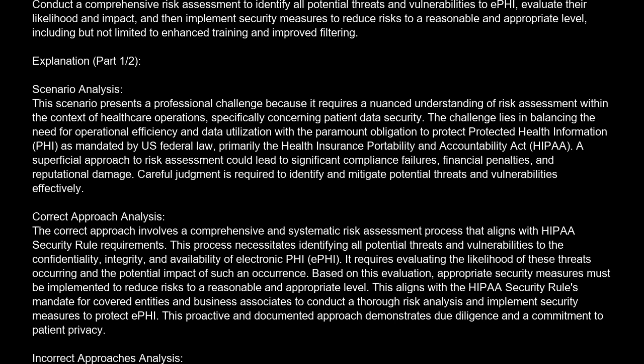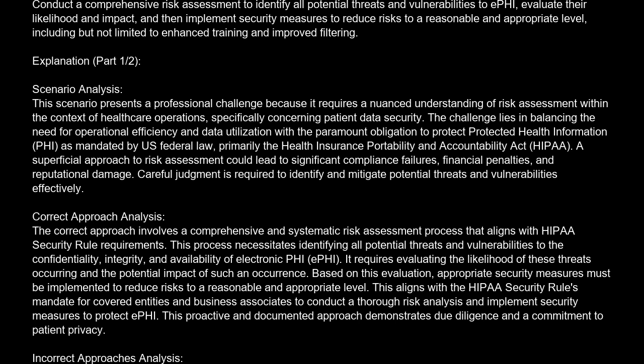This scenario presents a professional challenge because it requires a nuanced understanding of risk assessment within the context of healthcare operations, specifically concerning patient data security. The challenge lies in balancing the need for operational efficiency and data utilization with the paramount obligation to protect protected health information, as mandated by U.S. federal law, primarily the Health Insurance Portability and Accountability Act, HIPAA. A superficial approach to risk assessment could lead to significant compliance failures, financial penalties, and reputational damage. Careful judgment is required to identify and mitigate potential threats and vulnerabilities effectively.